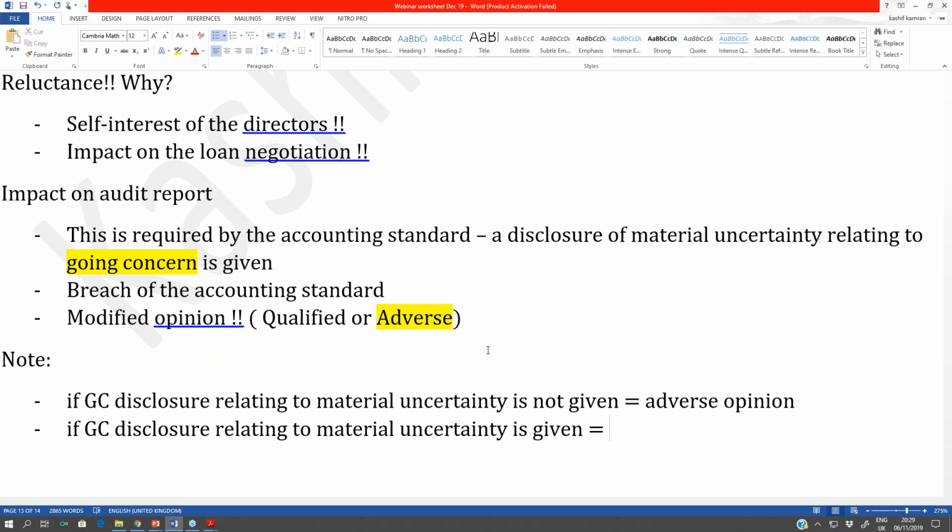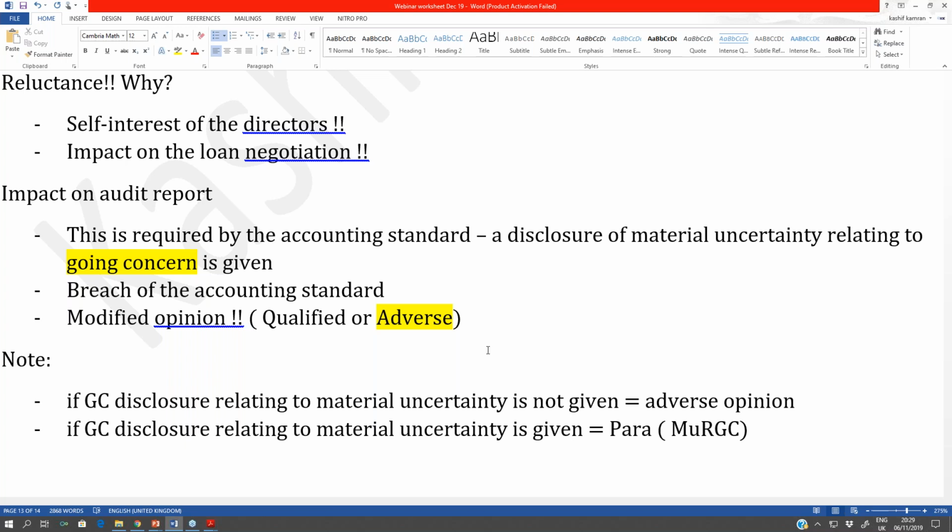Yes, the auditor will highlight this in a paragraph known as the MURGC para. Do you know the new audit report has an MURGC paragraph, which comes after the basis of opinion paragraph? All of you have exams on the 2nd of December, right? After the basis of opinion, there is a paragraph known as MURGC, material uncertainty relating to going concern. So if the disclosure of going concern is given, then the auditor will highlight this in the MURGC paragraph. And if the disclosure has not been given, then you give an adverse opinion.